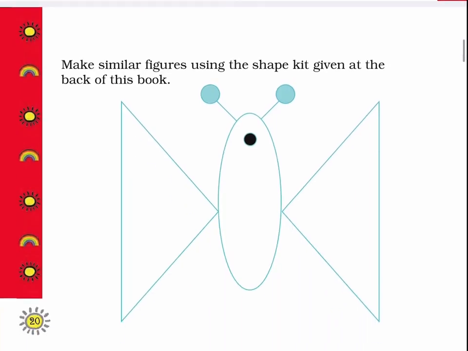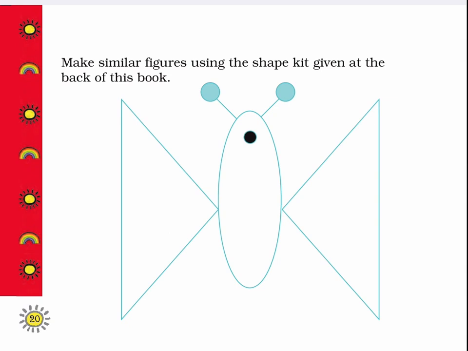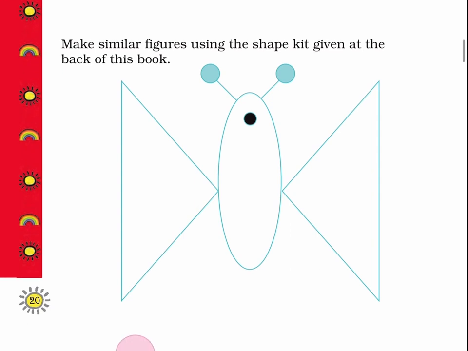Page 20. This page has a picture of a butterfly and a fish. Picture 1. Butterfly. Butterfly has an oval-shaped body, 2 triangle-shaped wings, 1 each on either side of the body. The eye and the antennas of the butterfly are made of circle shape. Question 1. Make similar figures using the shape kit given at the back of this book.